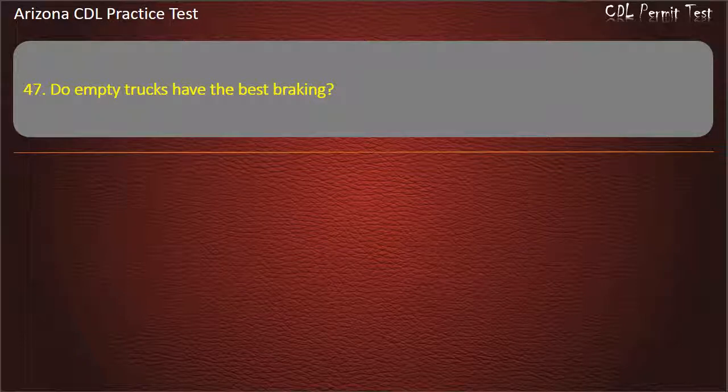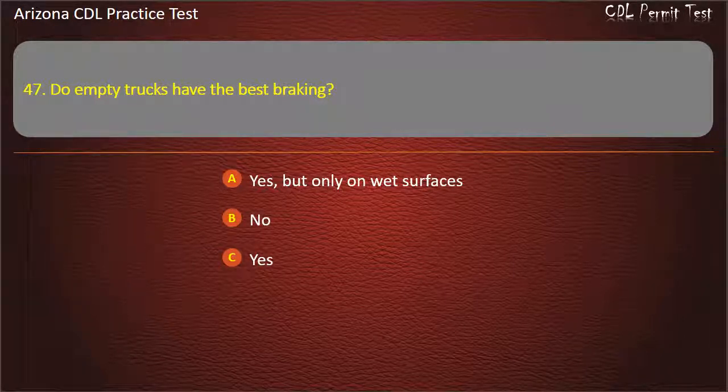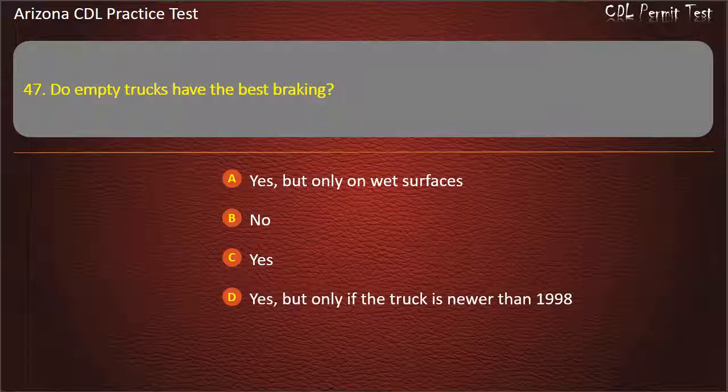Question 47. Do empty trucks have the best braking? Yes, but only on wet surfaces. No. Yes. Yes, but only if the truck is newer than 1998. Answer. No.